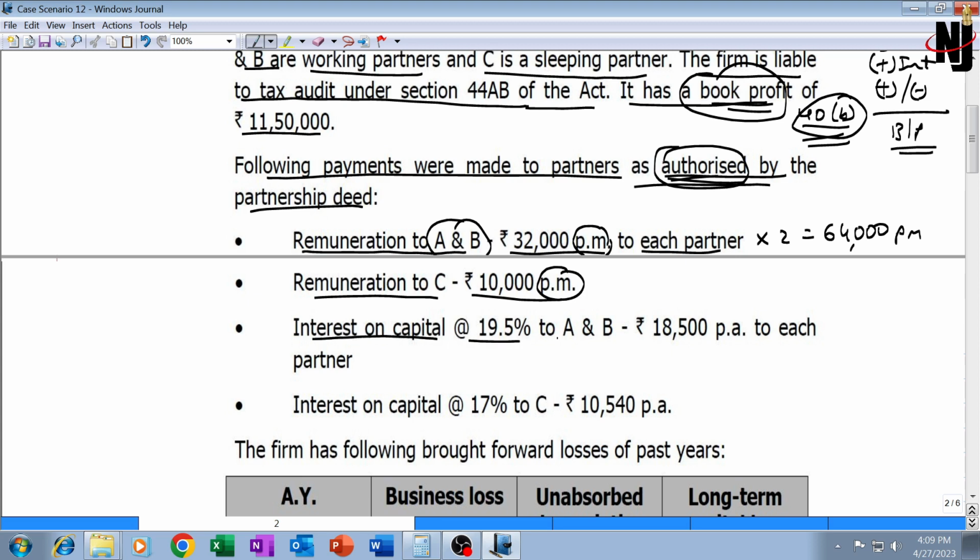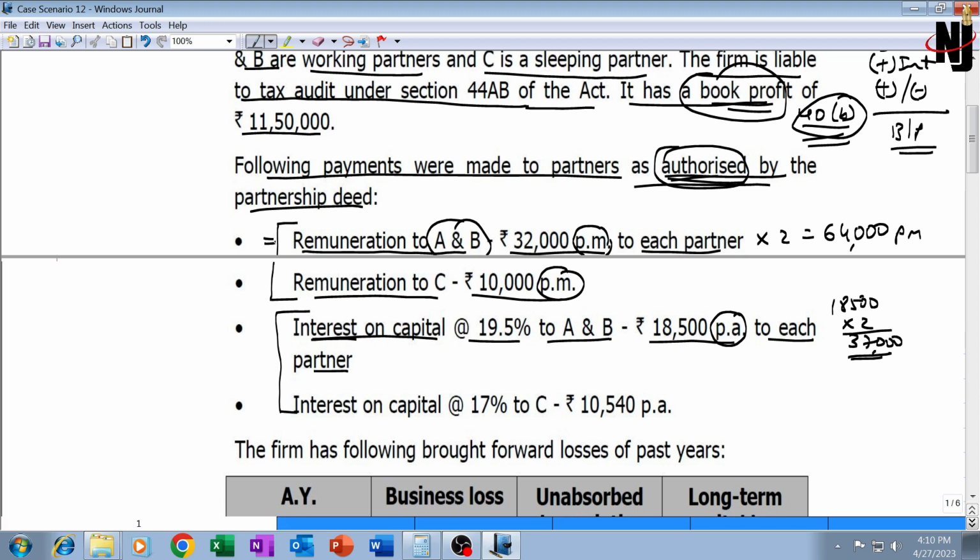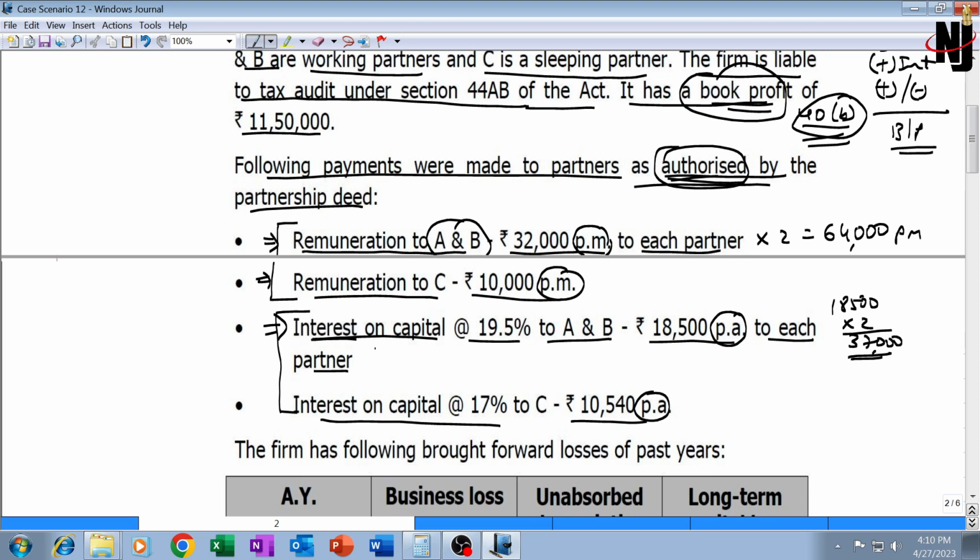Interest on capital at the rate of 9.5% to A and B, 18,500 per annum. Now this figure is per annum to each partner. 18,500 per annum to each partner. 18,500 into 2 will be 37,000 to two of them combined together. Sorry, this is the interest to working partners. However, as far as interest calculation is concerned, it doesn't matter whether it is paid to a working partner or non-working. Working, non-working makes difference only for remuneration, not for interest. As far as interest is concerned, even if paid to non-working partner C at the rate of 17% is absolutely fine. 10,540 per annum. Interest is given on an annual basis and remuneration is given on monthly basis.